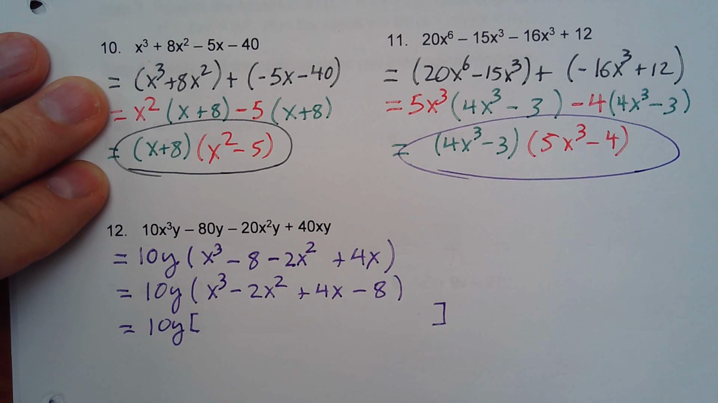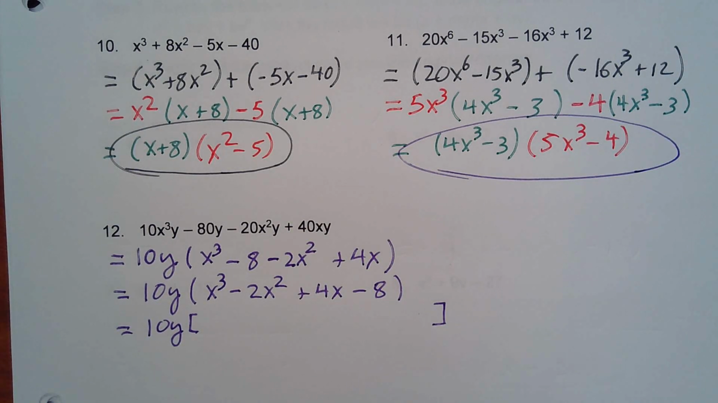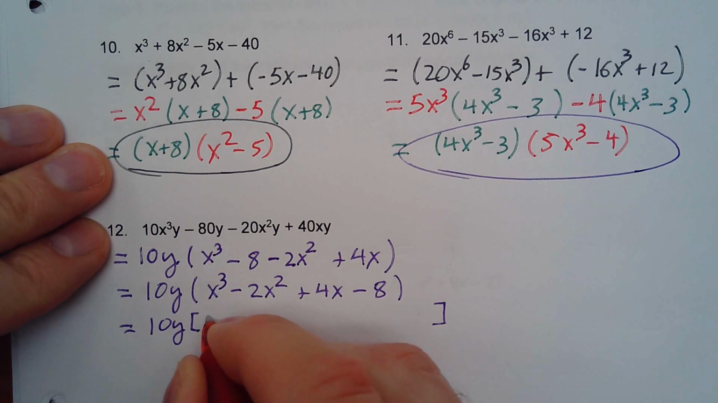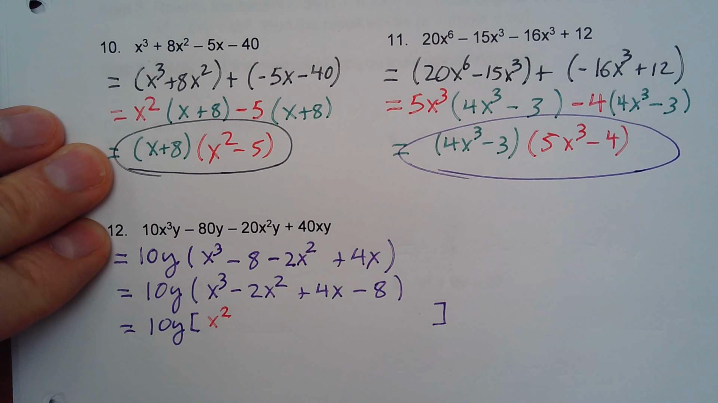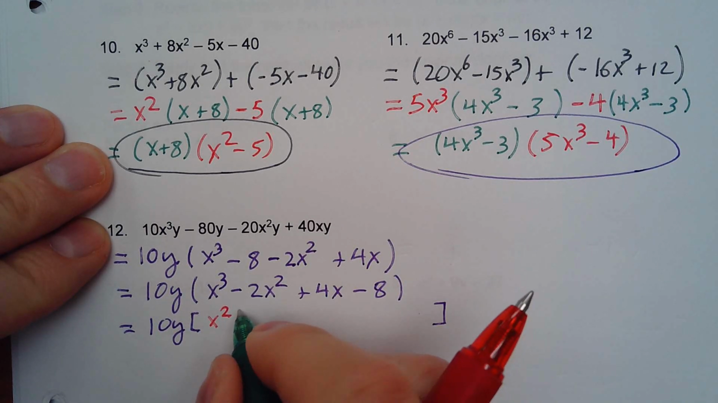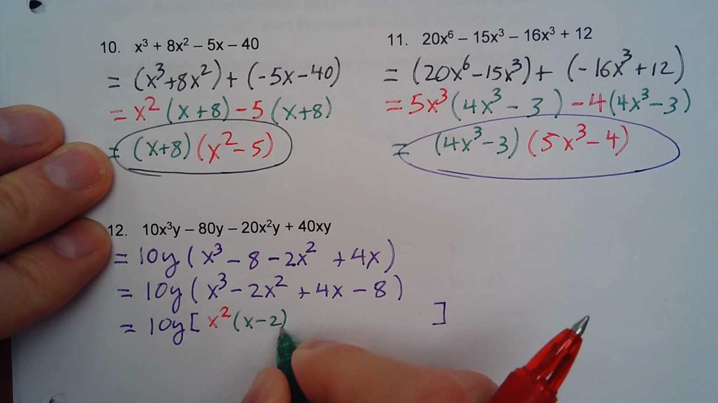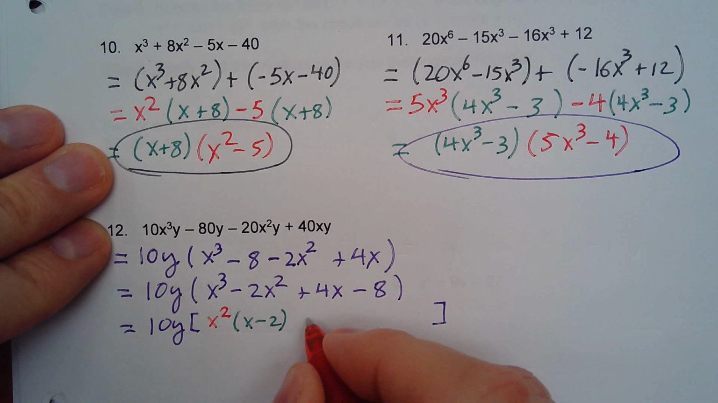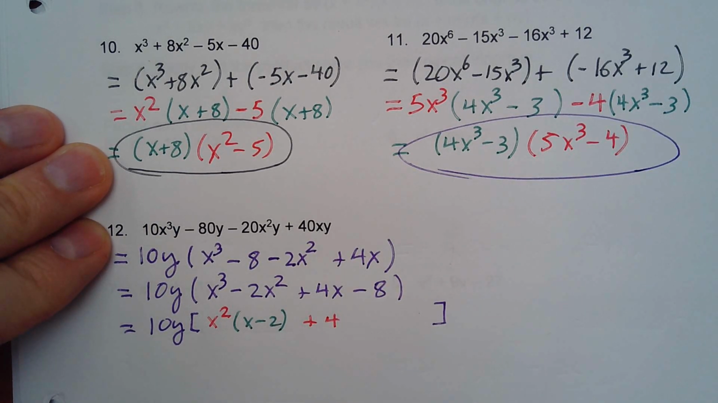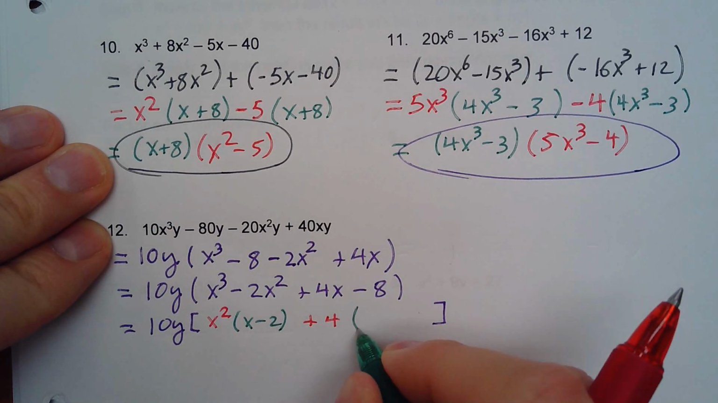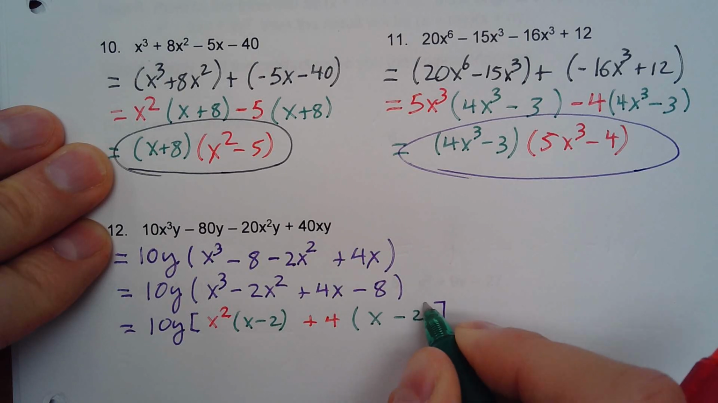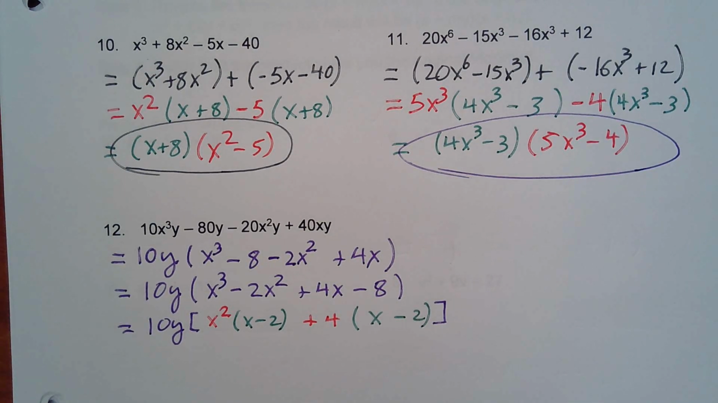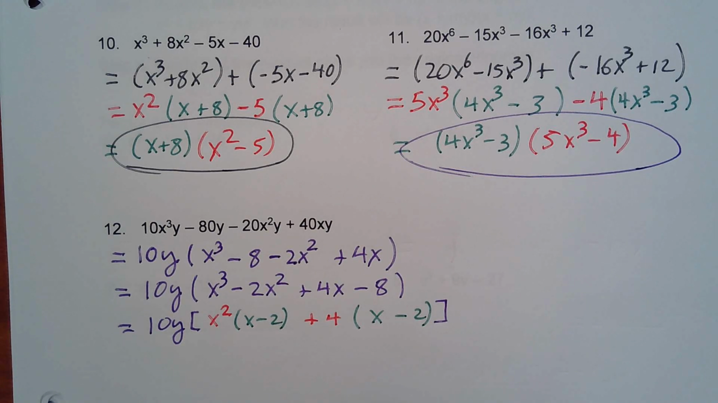But now I'm going to do the grouping here. I'm going to look at these first two terms. They have a common factor of x squared. So I'm going to pull that out. My leftovers are x minus 2. And now I'm going to look at the last two terms. Those have a common factor of 4. My leftovers are going to be x minus 2. And now looking at my two pieces, they have a common factor of x minus 2. So I want to put that towards the front.